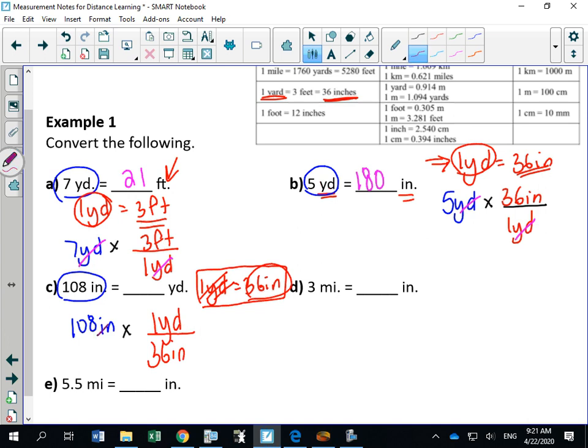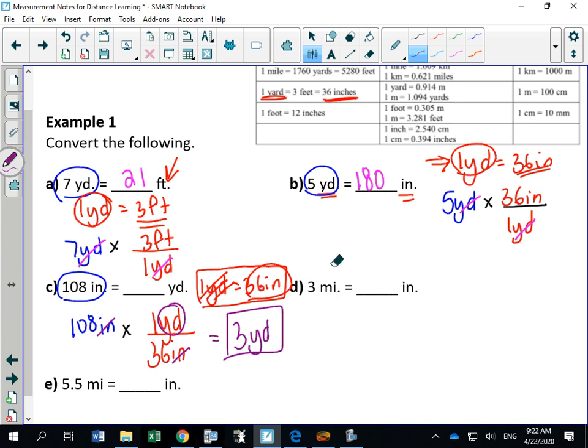Check that inches over inches cancel. And remember, say to yourself, is this 108 times 36? No, this is 108 divided by 36. If your number is on the bottom, it's going to be 108 times 1, which is 108, and that number divided by 36. If you type that in on your calculator, the answer is 3 yards. What I'm left with is yards.